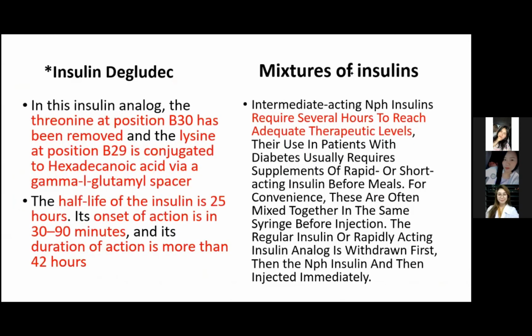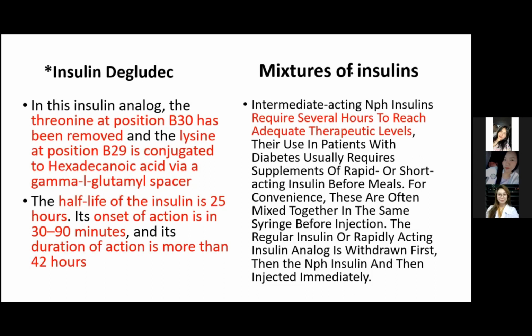So, good day. This is Sarah's Earth Dixie for slide 20 to slide 33. So, insulin degludec. In this insulin analog, the threonine at position B30 has been removed and the lysine at position B29 is conjugated to hexadecanoic acid via a gamma L-glutamyl spacer. The half-life of this insulin is 25 hours. Its onset of action is 30 to 90 minutes and its duration of action is more than 42 hours.